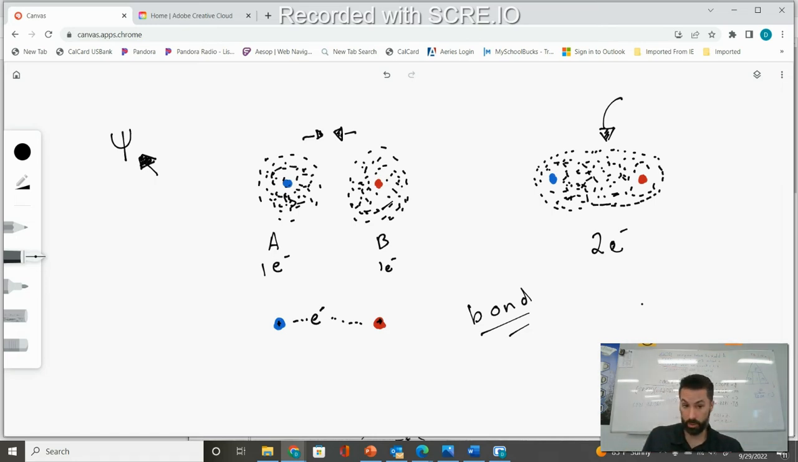Now, there's a couple different types of chemical bonding. If we look at this, we say that the electron is equally attracted to both nuclei. But we could also have unequal attraction. The electron could be more attracted to the blue than it is to the red. Then what would happen is the electron density would shift towards the blue. So let's show that real quick.